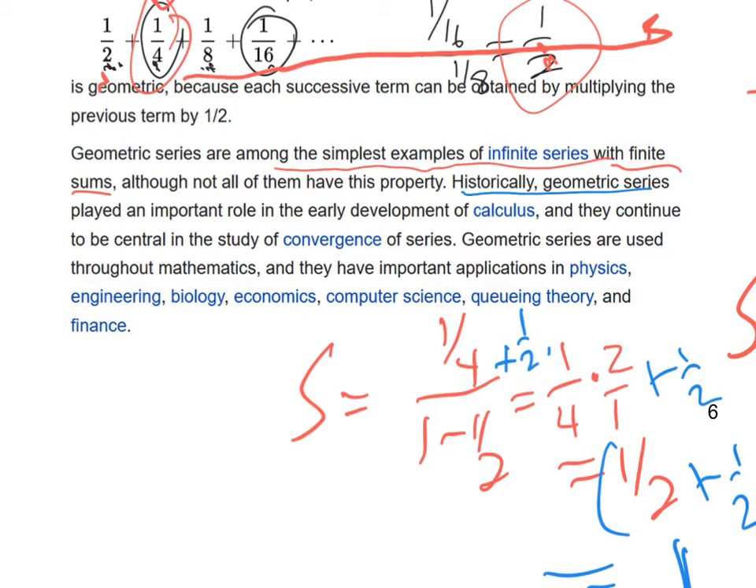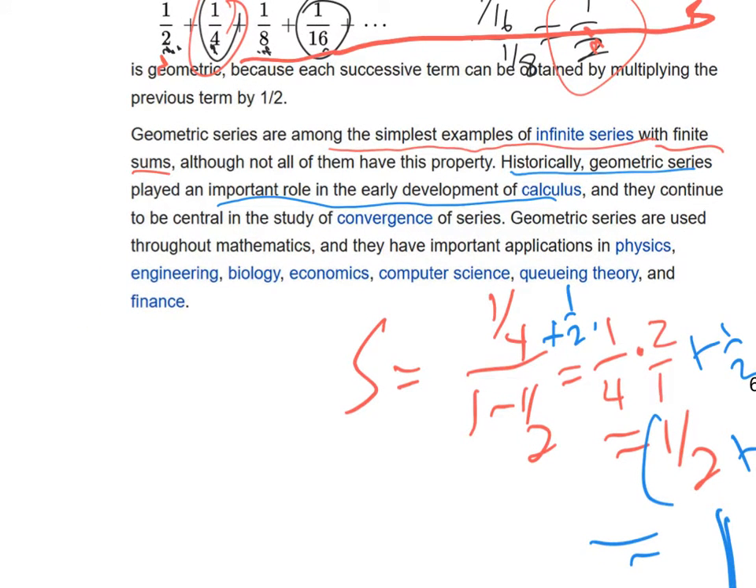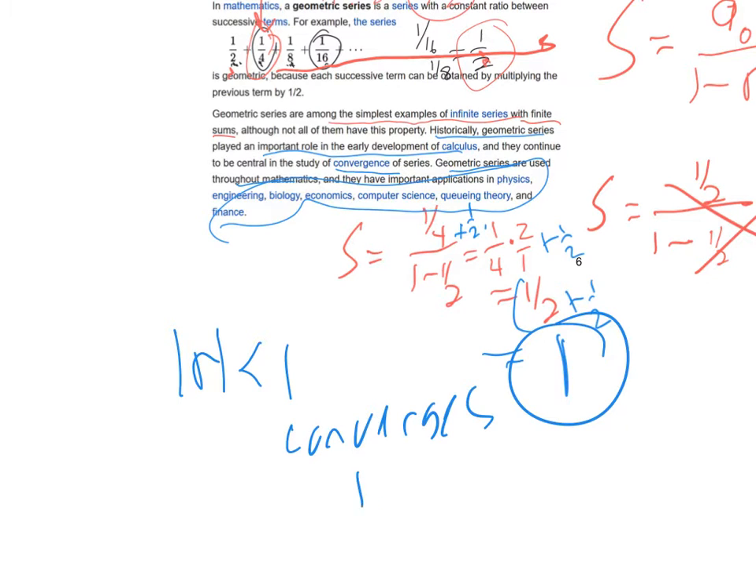Historically, geometric series played an important role in development of calculus, and they continue to be central in the study of convergence of series. Geometric series are used throughout mathematics in a lot of stuff. Remember that if the absolute value of r is less than 1, it always converges, so we'll always get that sum. But if the absolute value of r was greater than 1, it diverges. So you wouldn't get a sum because it keeps on going forever.